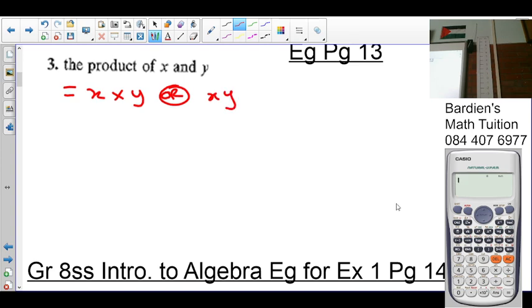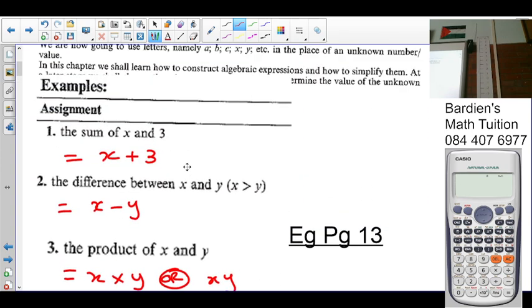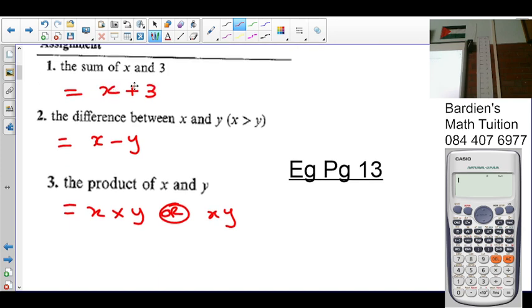Just going back to the sum here. Is x plus 3 equal to 3x? No, why not? It's not multiplication, but why else not? Because they are unlike terms. We can only add terms if they are like. They must be of the same nature, with the same variable in this case.